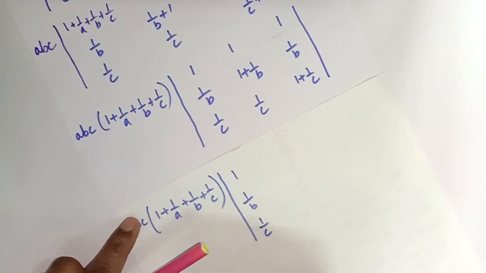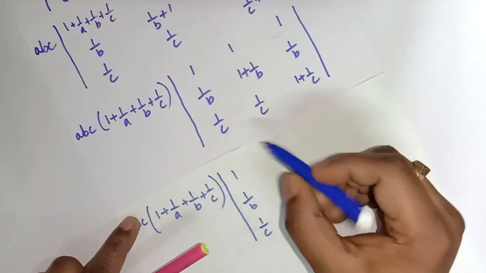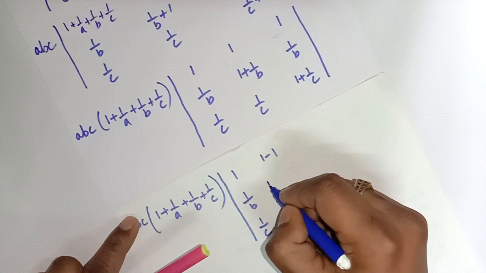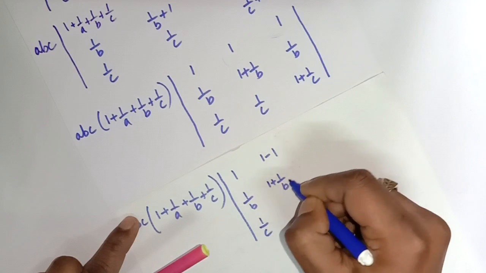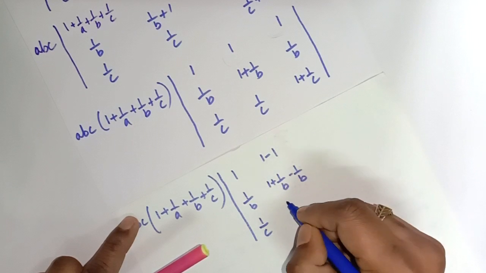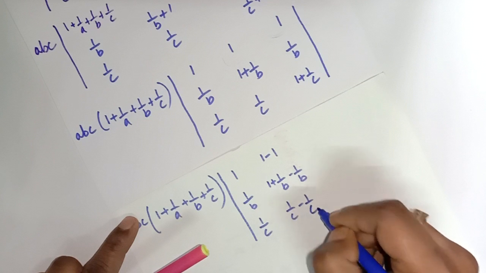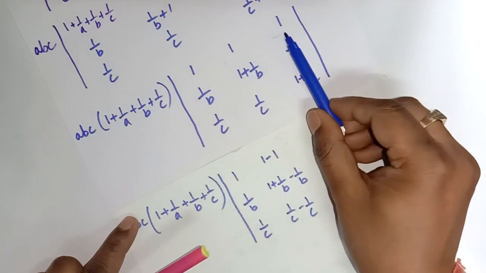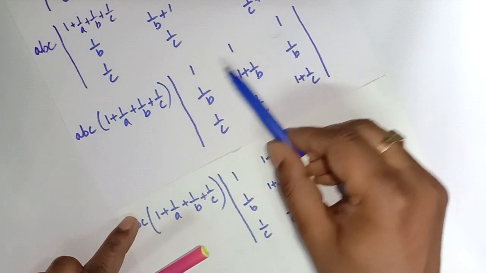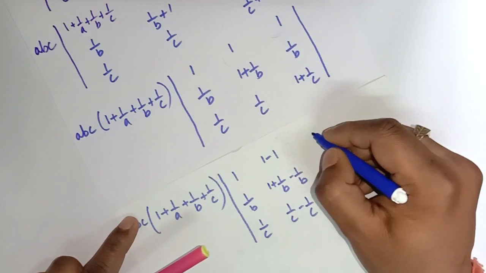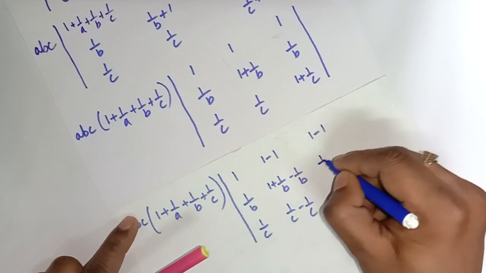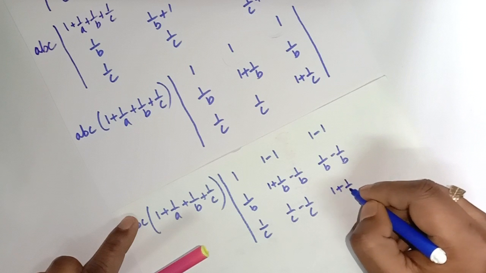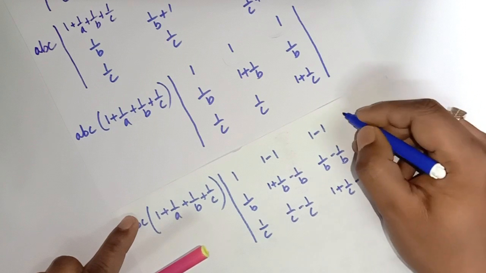What I'll do is this minus this. That means 1 minus 1. And this minus this, that means 1 plus 1 by B minus 1 by B. And this will be 1 by C minus 1 by C. Okay. So this side, this minus this means column 3 minus column 1. So this will be 1 minus 1. This will be 1 by B minus 1 by B. This will be 1 plus 1 by C minus 1 by C.